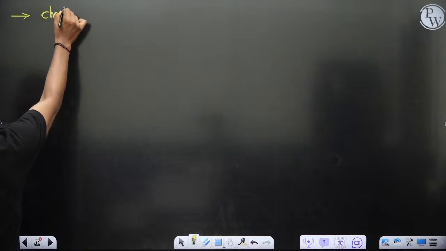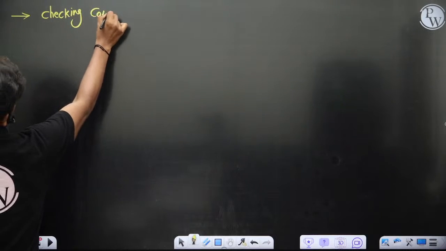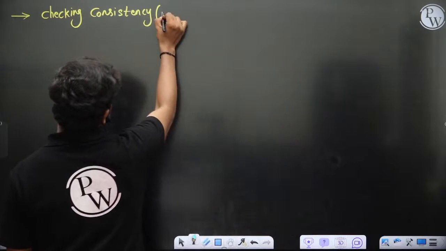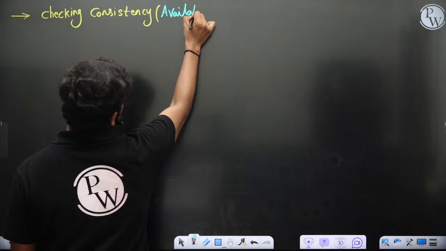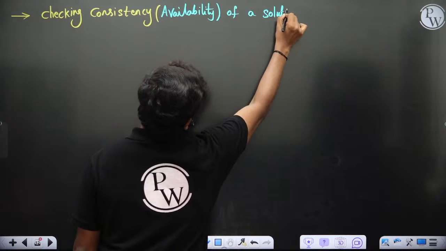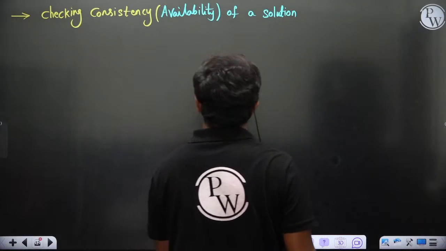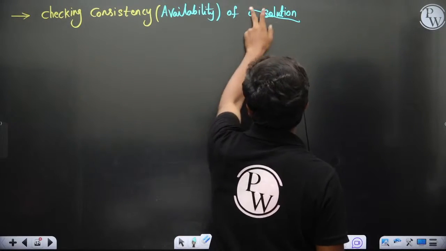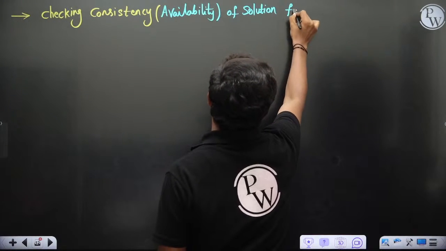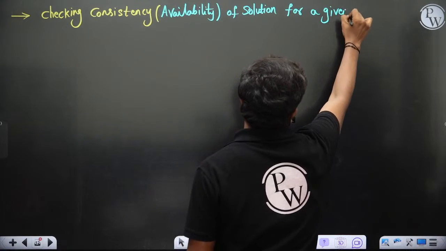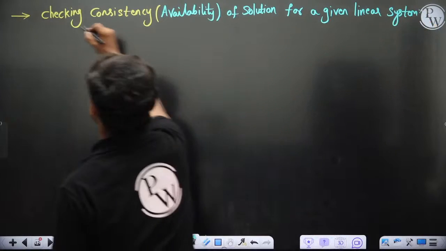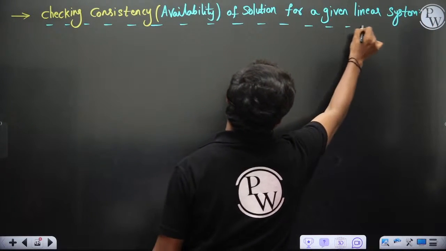Checking consistency means availability of a solution for a given linear system. So now you have got a linear system. Let's see how to check whether it is consistent or not.